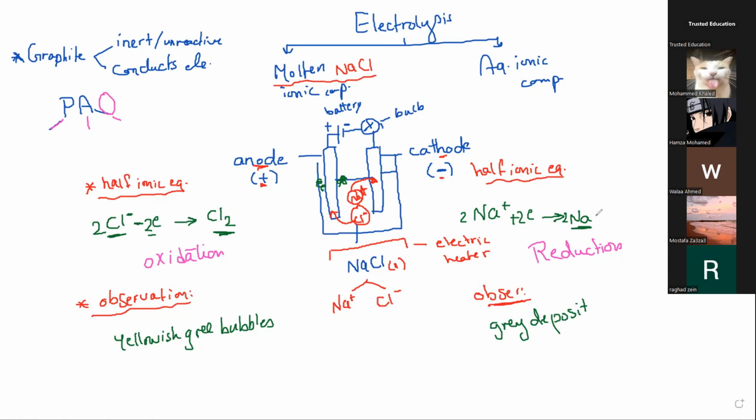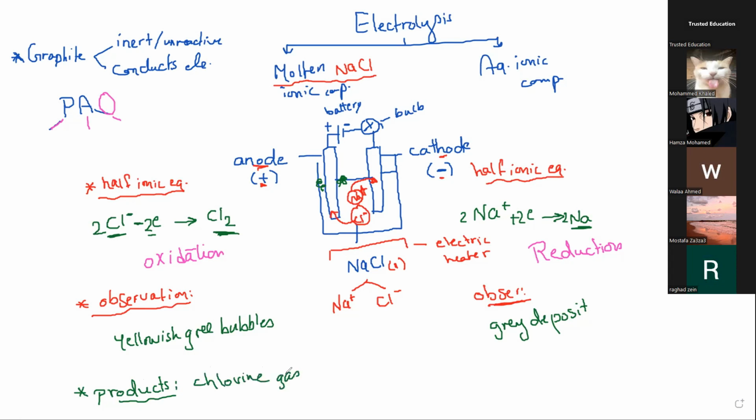Otherwise, all metals are gray in color. Okay, type. What else are they going to ask about? They are going to ask also about the names of products. Names of products. What's my product here? Chlorine. So the product is chlorine gas.